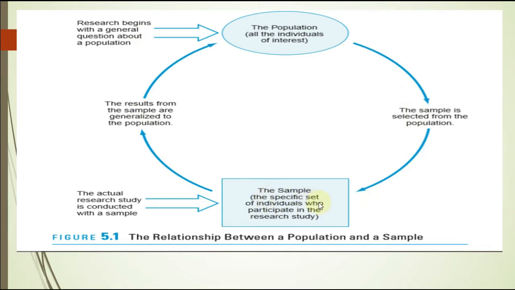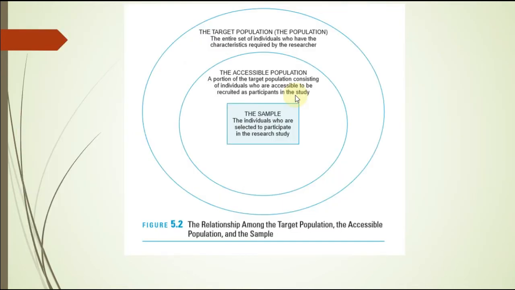The sample, the specific set of individuals who participated in the study. The actual research study is conducted. So, dito papasok yung dito tayo magkakandak ng research sa sample na nakuha natin. And then the results from the sample are generalized to the population. Okay? So, ganun yung cycle niya.